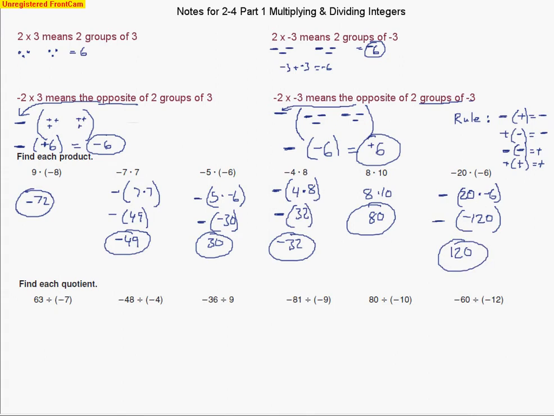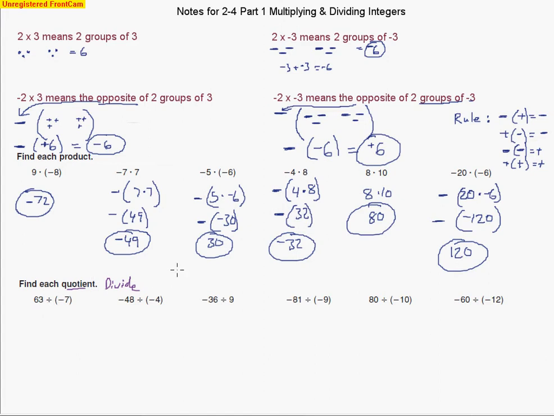Well, let's take a look at our other problems that we have. We've got some division problems. Now again, when it says quotient, that just means we're going to end up dividing. But the rules with division are exactly the same. Same rules. Same sign means it's going to be a positive. Opposite signs means negative. And the reason that's the case is because all division is multiplication of the reciprocal.